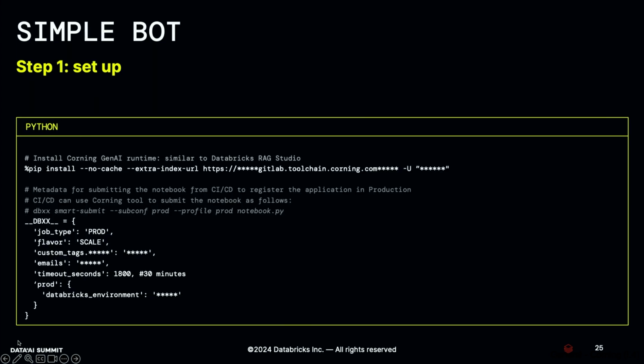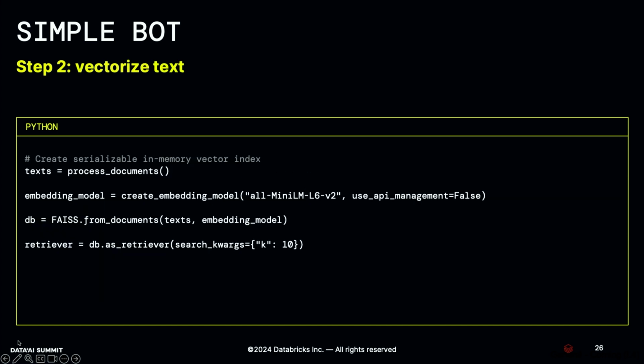So, a quick example, building a very simple bot. I had to remove a lot of Corning-specific keywords, that's why I have a lot of asterisks. But you install a generative AI framework library, which has everything I talked about. You supply some metadata for the production deployment in the first cell of the notebook. You read some documents, grab some texts, create or download an embedding model from Hugging Face. This is a very small embedding model, good for testing. You vectorize the documents and index them in an embedded in-memory vector database from Meta. Create a LangChain retriever that will retrieve the 10 best results.